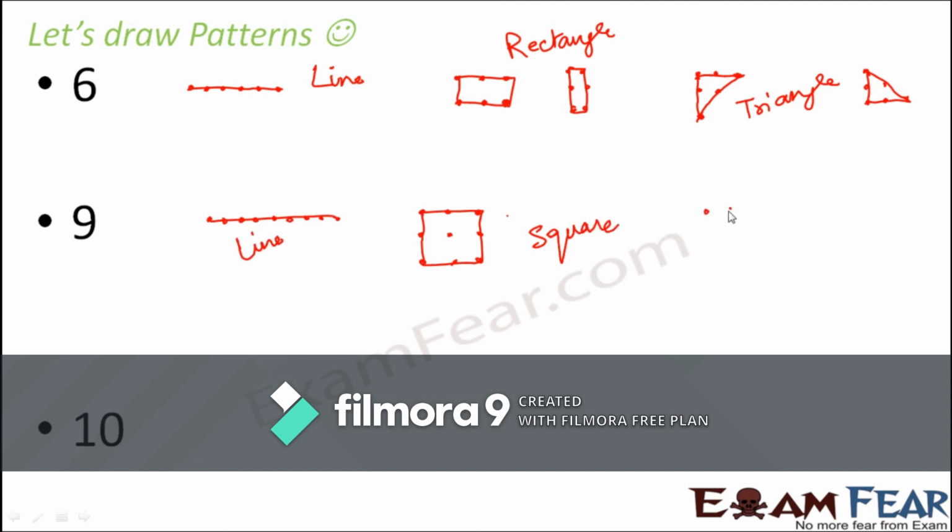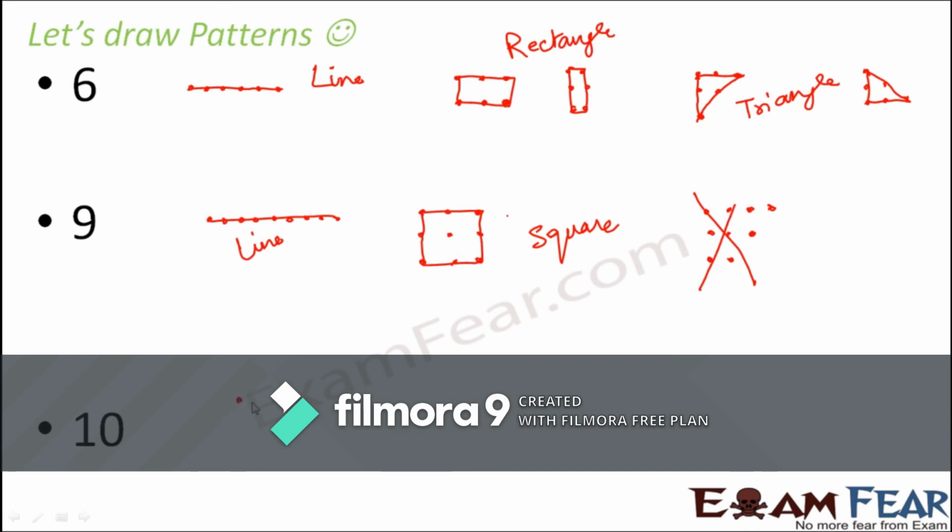Can you draw a triangle? Let's try. Let's say we keep 4 points here, then 3 points, then 2 points. But how many points have we covered? 4 plus 3, 7 plus 2, 9. We have already covered 9 points, but we would need one more point to make a triangle. Therefore, triangle is not possible.